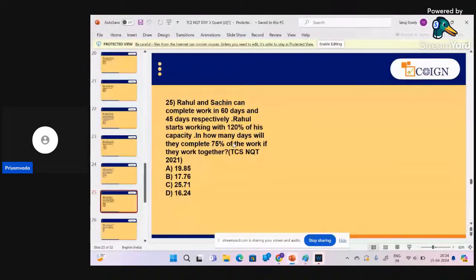Thank you. Well, coming to the 25th question. Rekha and Sachin can complete the work in 60 days and 45 days respectively. And Rahul starts work with 120% of his capacity. In how many days will they complete 75% of the work if they work together?